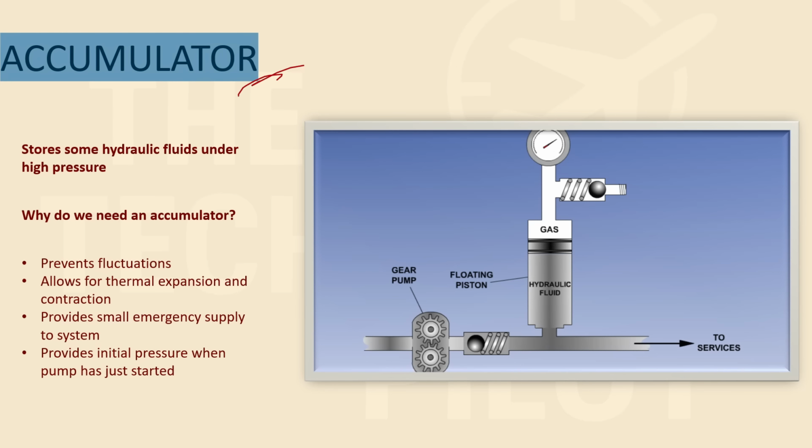Then you have the accumulator. An accumulator stores hydraulic fluid under high pressure, right? It stores a small amount of hydraulic fluid under high pressure. But why do we need an accumulator? What is the purpose? It prevents pressure fluctuation, it allows for thermal expansion and contraction, it provides a small emergency supply to the system, and provides initial pressure when the pump has just started. All these points you'll understand when you study ACOV.